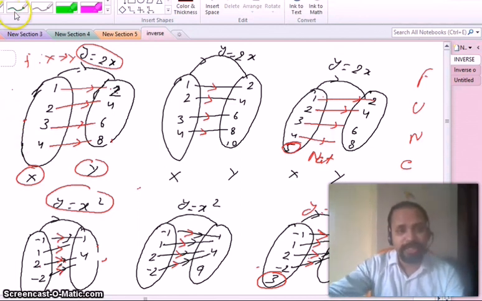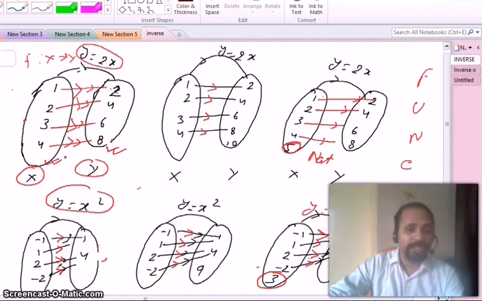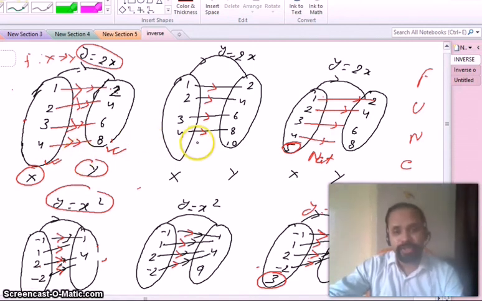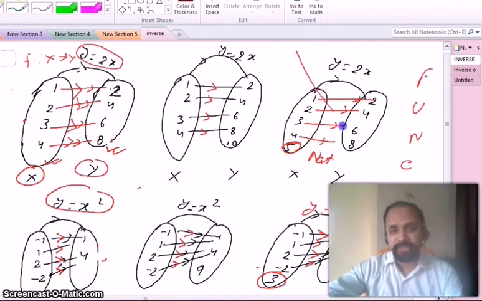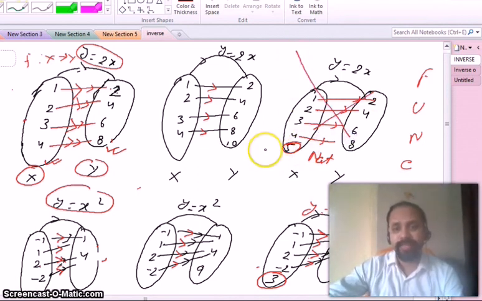So let us see the first example. In this one, if x is 1, obviously y is 2; 2 then 4; 3 then 6; 4 then 8. That means every element of x must have an image in y. That means one element, as the name suggests, that is one-one function. As the name suggests, that means one element having one image. In this one also, this is also one-one, and this is not a function. Why? Because 5 doesn't have the image.